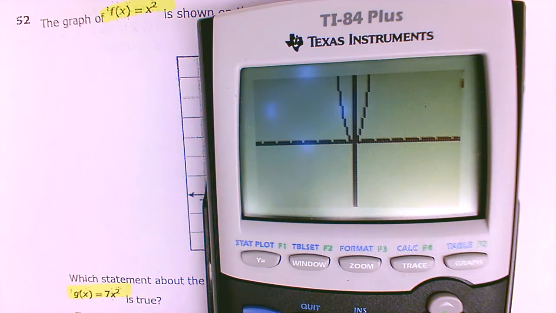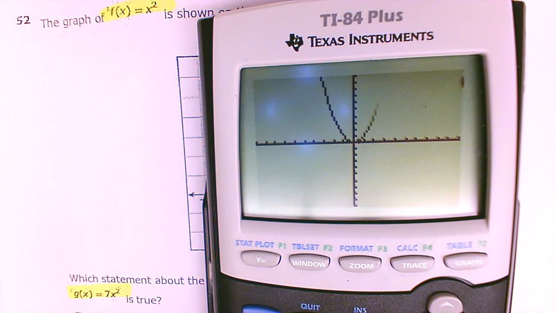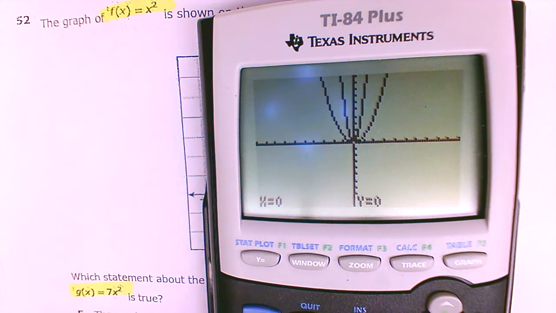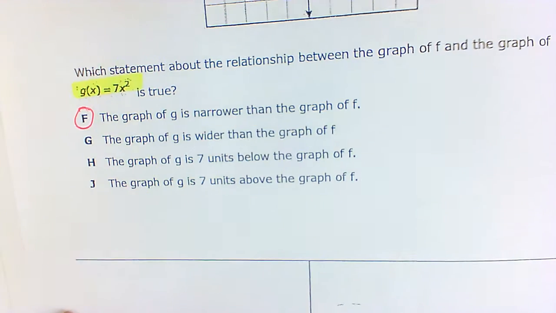So here's x squared, and there is 7x squared. Now I know I forgot to zoom back in, so let's do it again. x squared and 7x squared. It definitely got a lot narrower. So g was narrower than the graph of f.